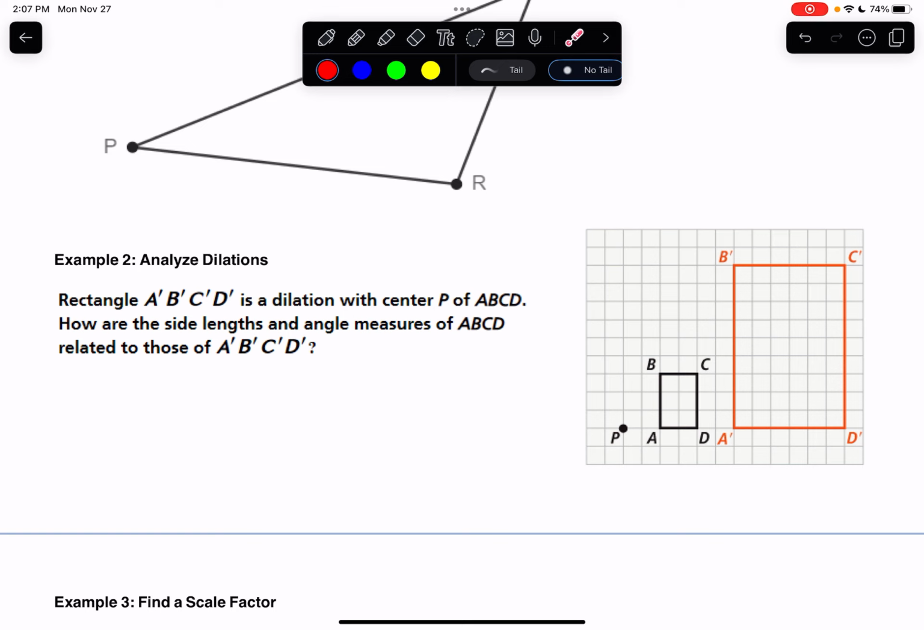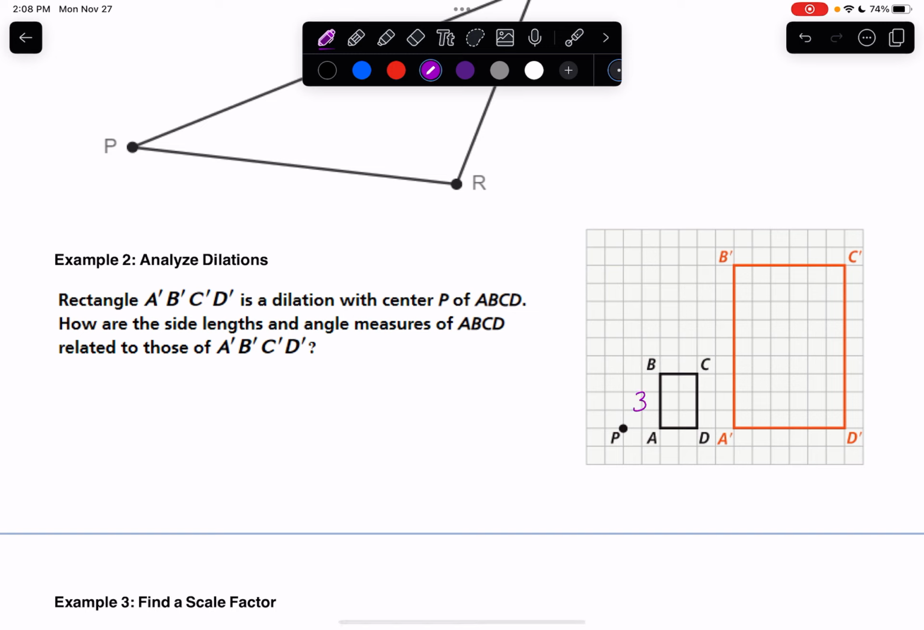So in this example, it says rectangle A prime, B prime, C prime, D prime, the image is a dilation with a center of P of rectangle ABCD. How are the side lengths and angle measures of ABCD related to those of A prime, B prime, C prime, D prime? So let's look at the side lengths.